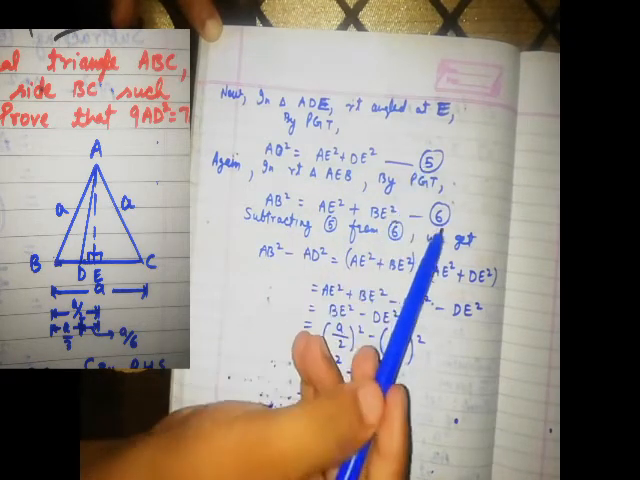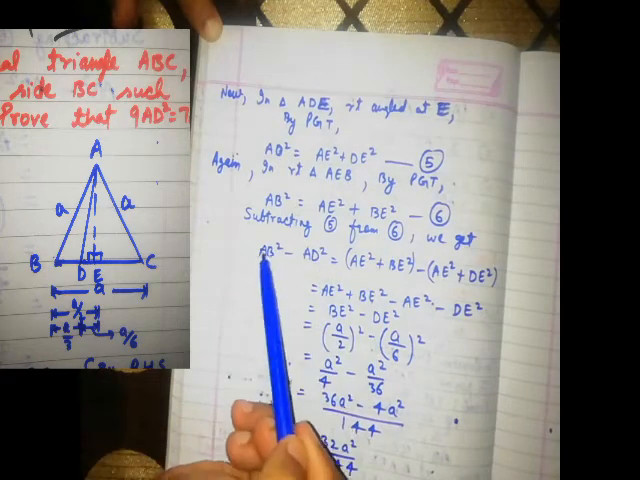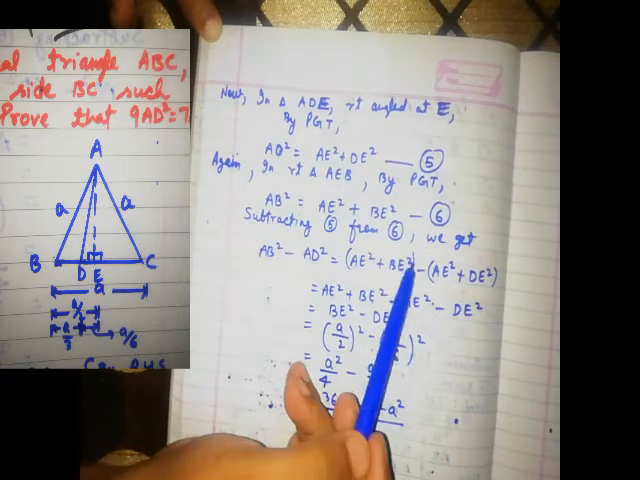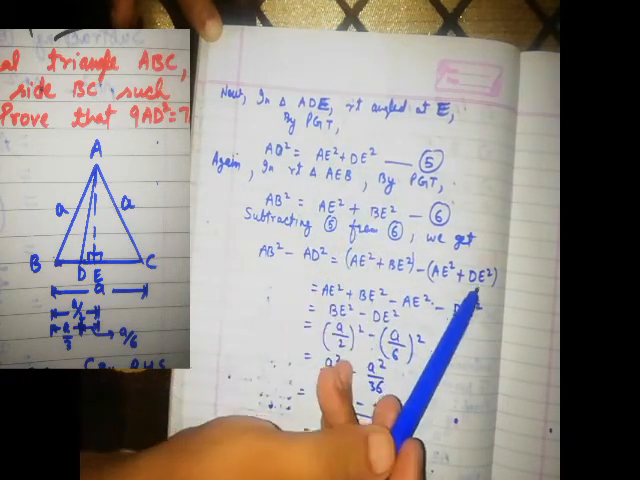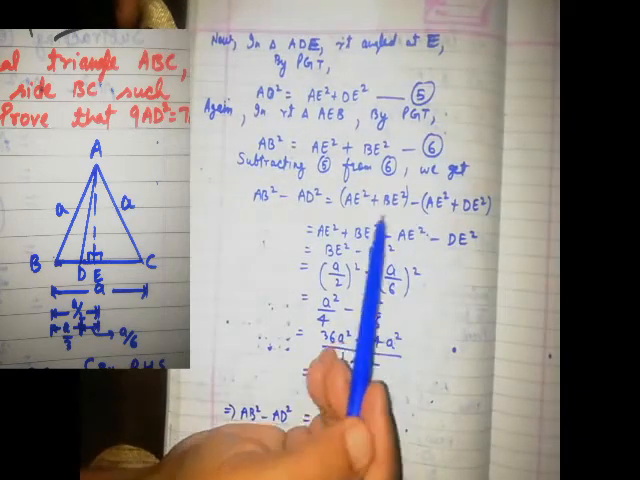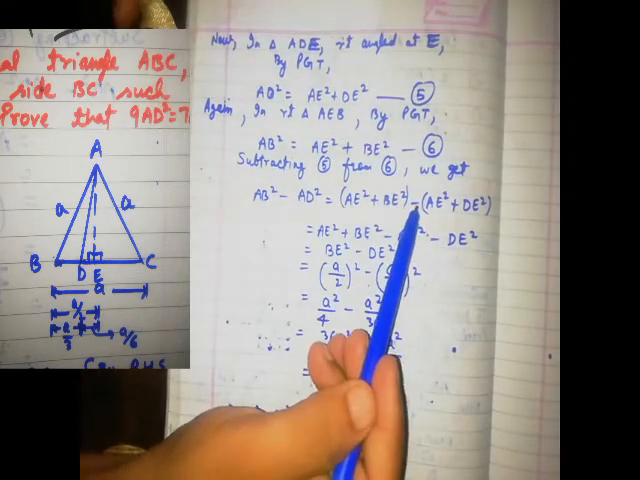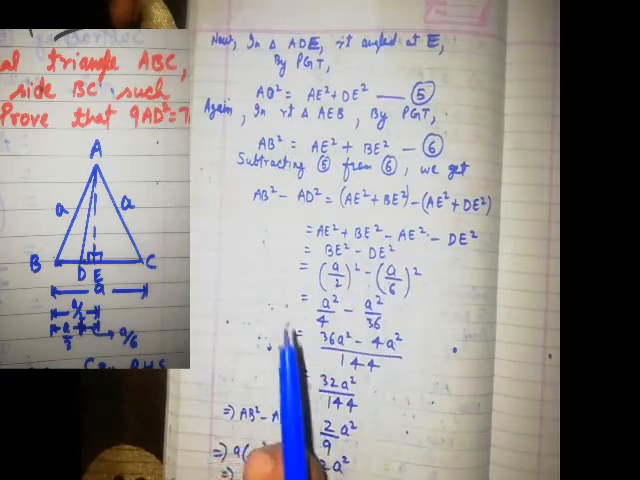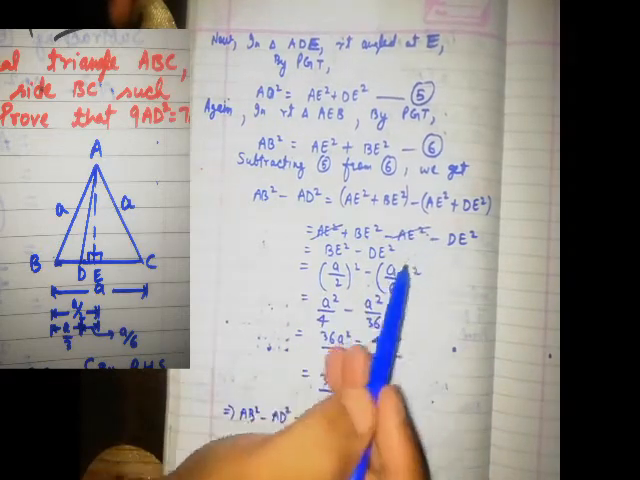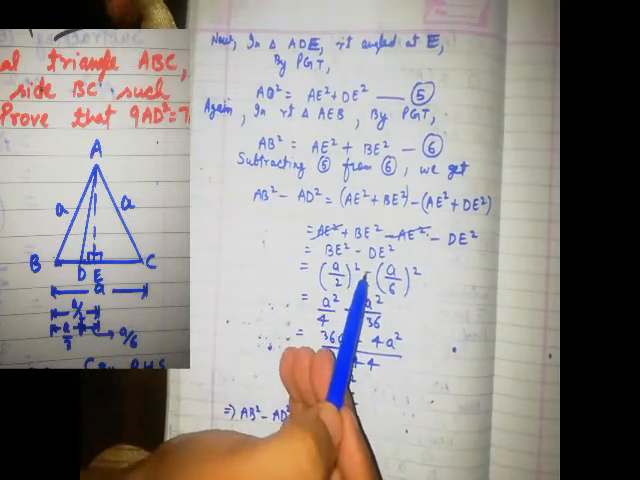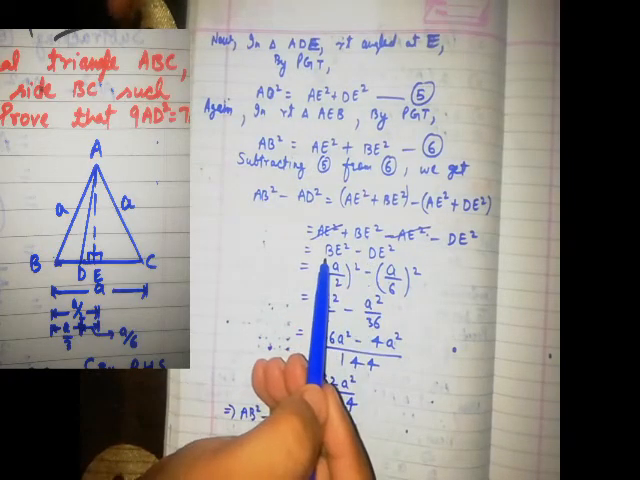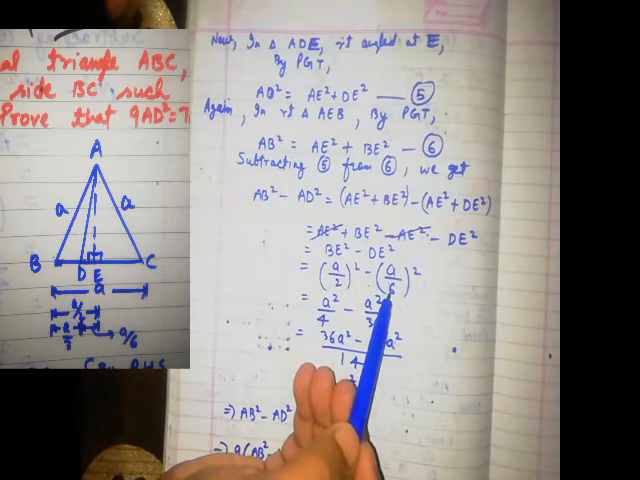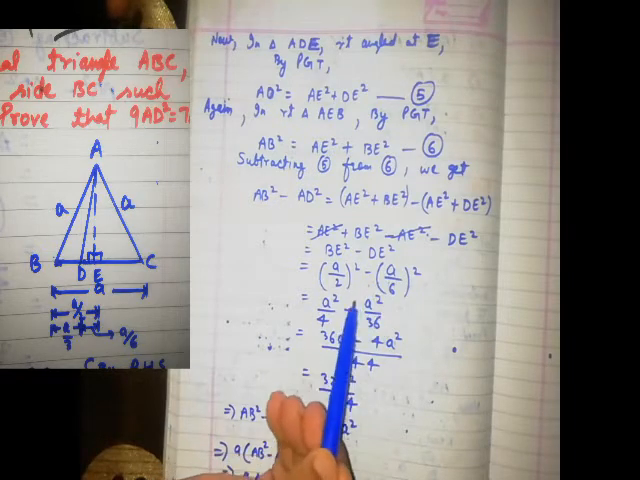Now we will subtract question number 5 from question number 6 and we will get AB square minus AD square equal to AE square plus BE square minus AE square plus DE square. And when we open brackets we will get AE square plus BE square as such, and minus AE square minus DE square, and we will cancel this AE square with this minus AE square and we will be left with BE square minus DE square. Now we have found that BE is equal to A by 2 and DE is equal to A by 6. We can see this from the figure as well.